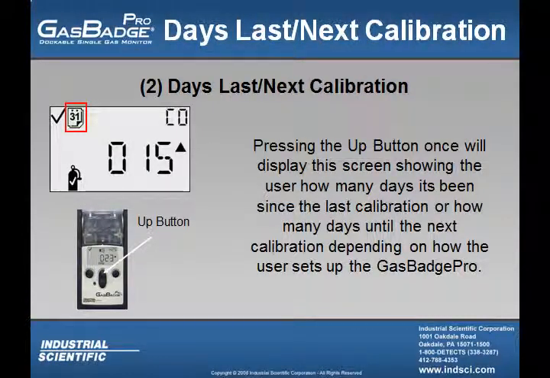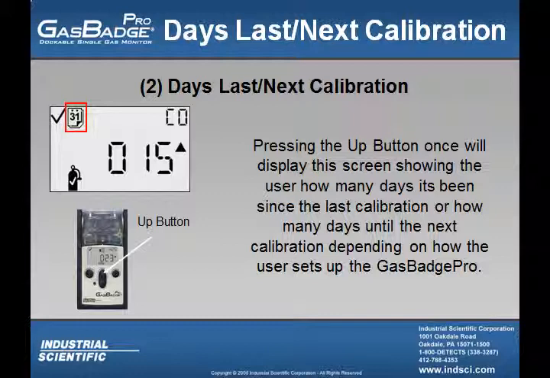If you zeroed the instrument and allowed it to time out, then you must turn the instrument off and back on to get back into the configuration menu. If you did not zero the meter, then press the up button once and this screen will be displayed, showing the user how many days it's been since the last time this instrument has been calibrated, or how many days until the next time the GasBadge Pro needs to be calibrated.